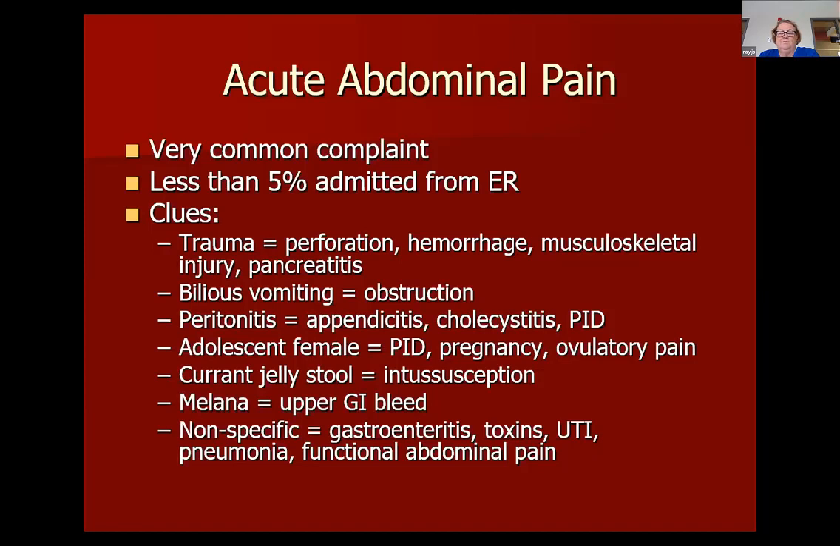And then pelvic inflammatory disease. I will tell you that gynecology is kind of put into a totally separate category.